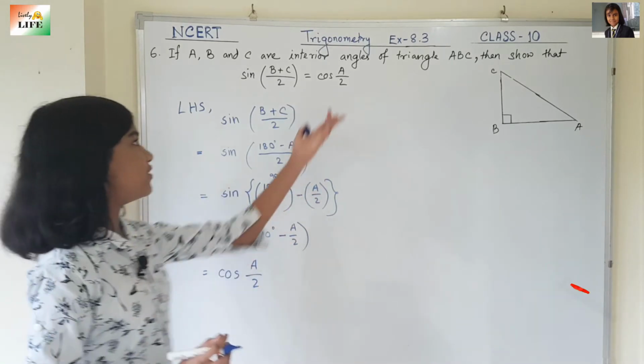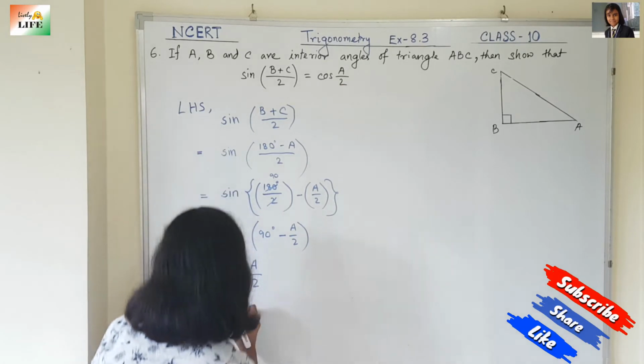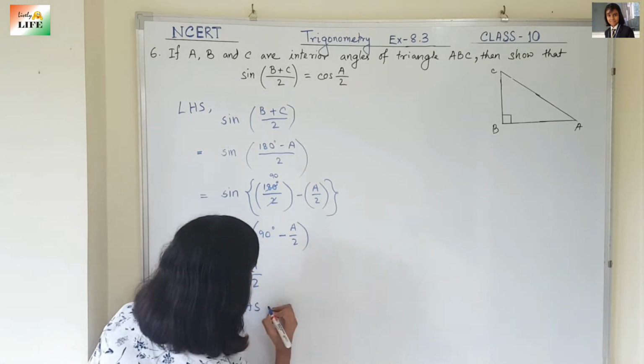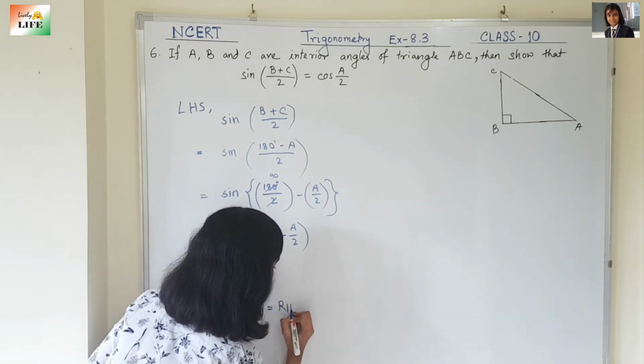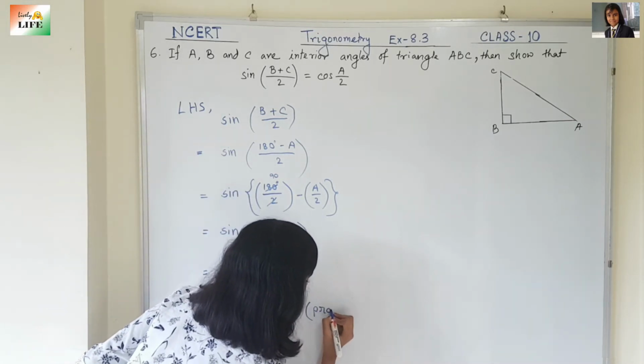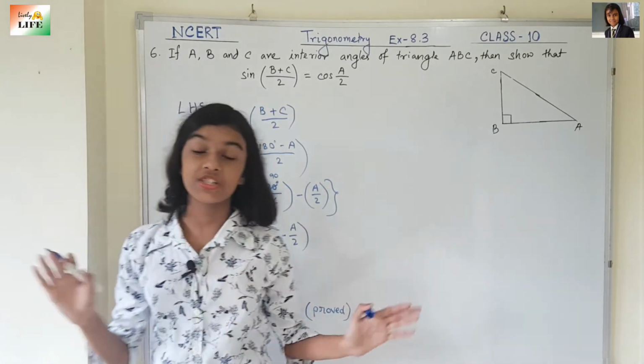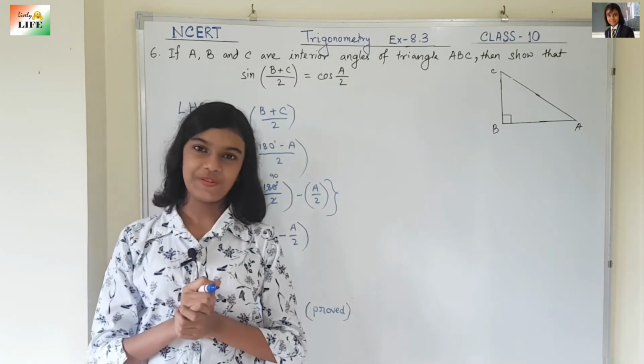Okay, we have already proved it. Cos A by 2, cos A by 2. So left hand side is equal to right hand side. Proved. With this, we have completed question number 6. Now let's move to question number 7.